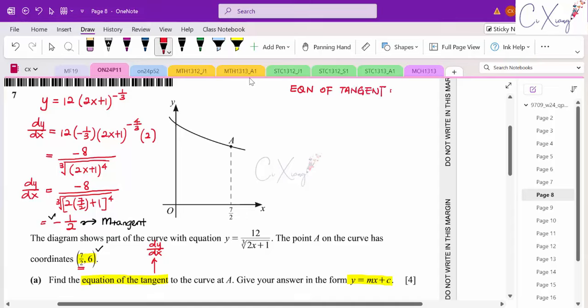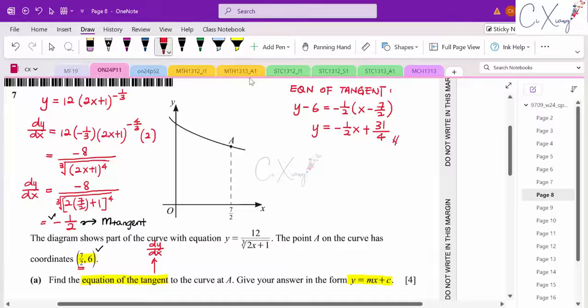Right, so I'm using the general equation y minus y1 equals m times x minus x1. So y minus y1, which is the y coordinate of A, equals m. M is the gradient, negative half, then x minus x1, so x minus 7 over 2. Okay, and after that, of course, I need to rephrase my equation so that it becomes the pattern y equals mx plus c. So expand everything, I will be having this one. Simplify the constant term. By right, I will be having plus 31 over 4.